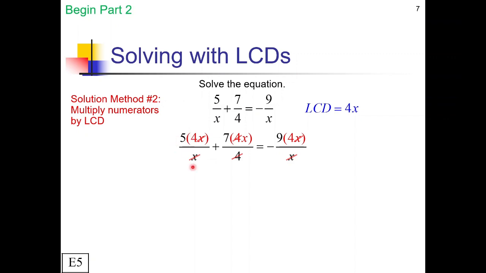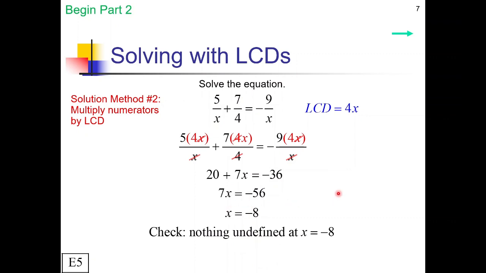We have 5 times 4 for that first term, which is just 20. And then we have plus 7 times x, so 7x, equals negative 9 times 4. Don't lose that negative, so that's negative 36. And now we just have a regular equation. Subtracting 20 over to the other side, that's going to be negative 56. And then dividing both sides by 7, we have x equals negative 8. Now, did you check to see if this made anything undefined? We still have to do that. If I plug negative 8 into these x's, I don't have any zeros in denominators. So again, I've got a good answer here.